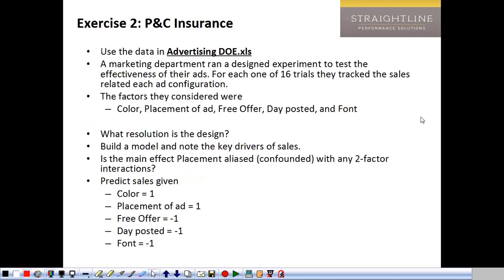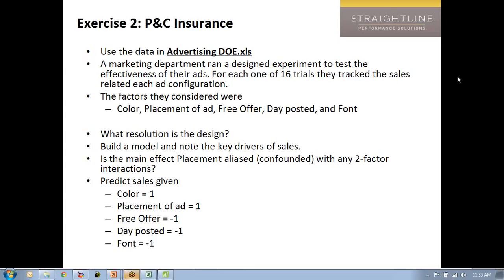I'm going to go ahead and do the example that's given on slide 64 in your book, which uses the advertising DOE, and you're going to get it for homework, so may as well, right? So in this case, we have a marketing department. They ran a designed experiment to test the effectiveness of their ads, and for each of 16 trials, they tracked the sales related to each ad config. Factors they considered were color, placement of the ad, whether there was a free offer, what day it was posted, and the font.